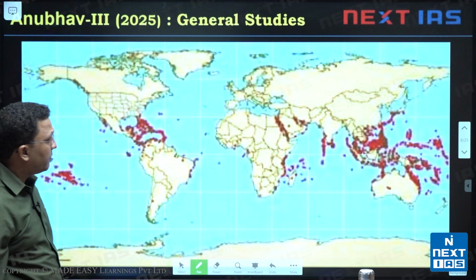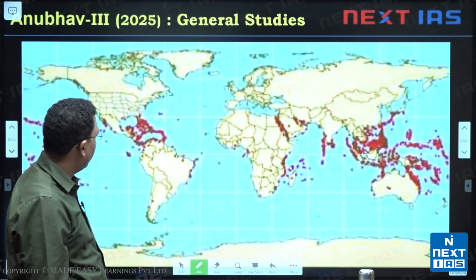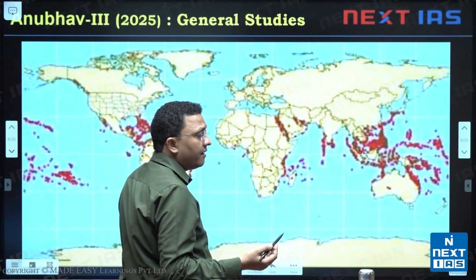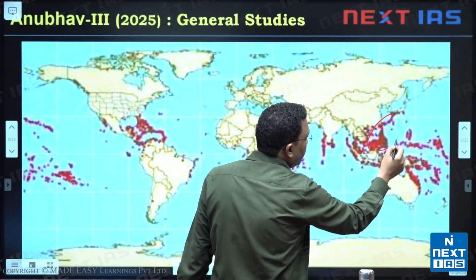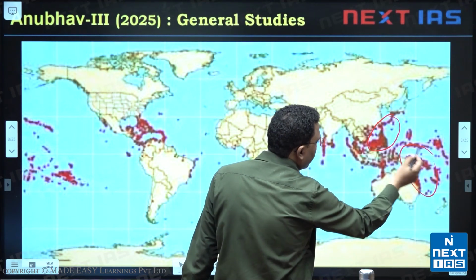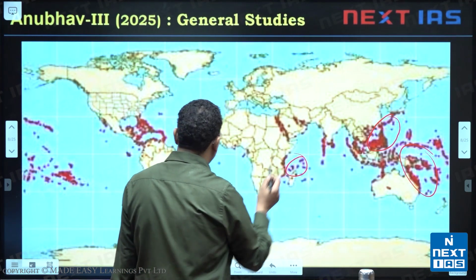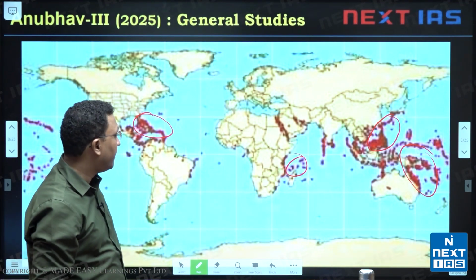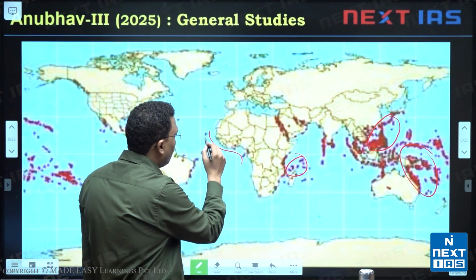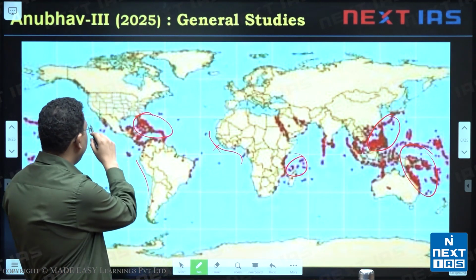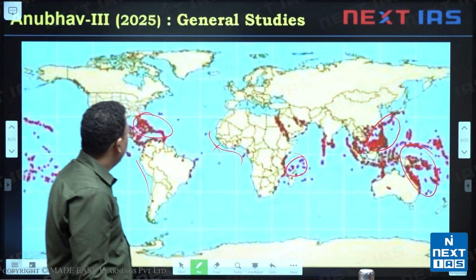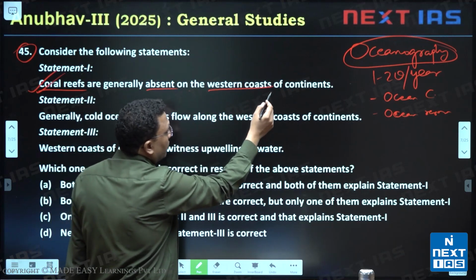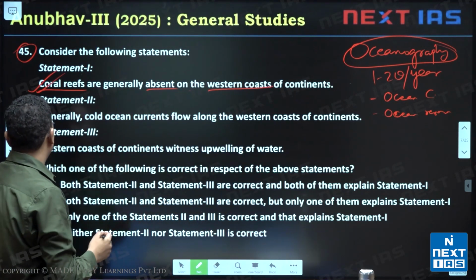So this is the world map showing the presence of coral reefs across the world, right? The red things that you see are actually coral reefs, right? And if you see, all the major coral reefs are located on the eastern side of continents, right? Here also you can see, all these are located on the eastern side of continents, right? If you see the western side of continents, coral reefs are mostly absent or present in very restricted form, right? So this is what this statement is saying. Coral reefs are generally absent on the western coast of continents. This is a correct fact, right?